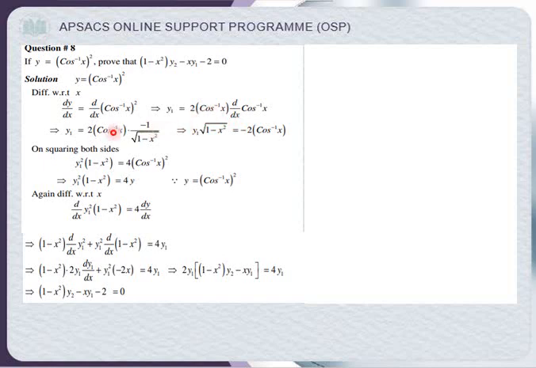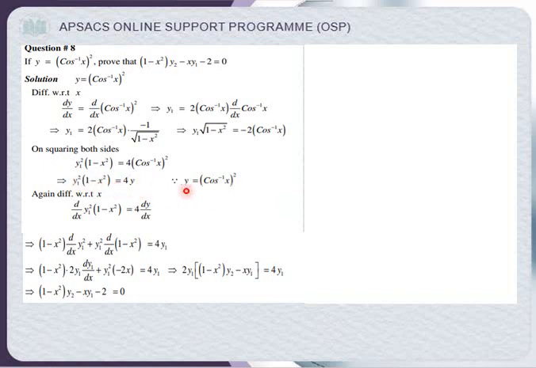Now 2 cos inverse x is same, and you know that we have learned the formula that the derivative of cos inverse x is minus 1 upon under root 1 minus x square. Okay, so this is the first derivative, y1. I am just cross multiplying: y1 under root 1 minus x square is equal to minus 2 cos inverse x. So I am squaring on both sides to remove the square root. Squaring on both sides, y1 square, 1 minus x square is equal to 4 cos inverse x raised to the power square. And now you can see cos inverse x raised to the power square is equal to y. So y1 square, 1 minus x square is equal to 4y.